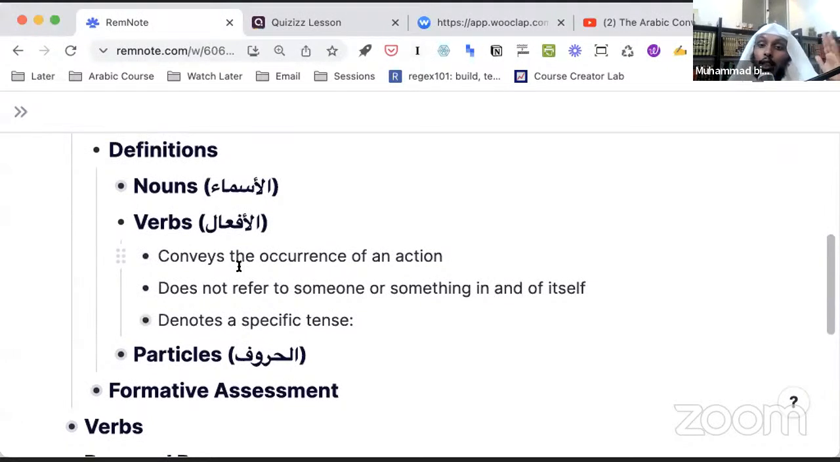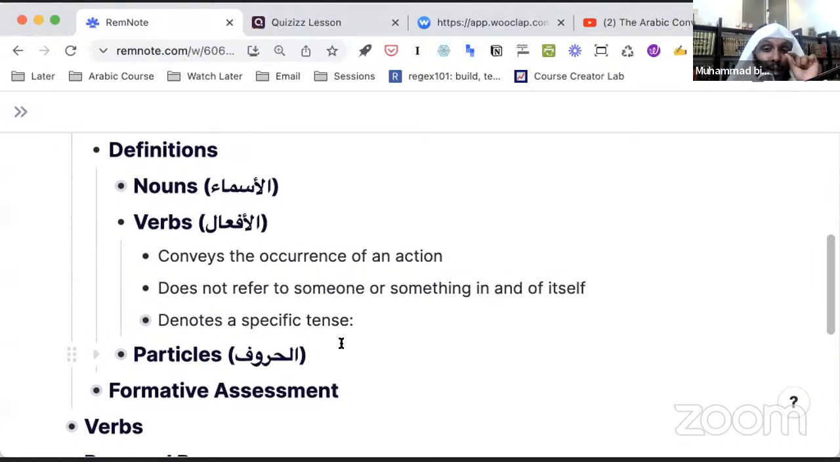A verb conveys the occurrence of an action. Something actually happened, that's what it conveys. And it does not refer to someone or something in and of itself. A verb doesn't tell you who did it by itself. If I say to you, for example, how do I give you a verb that doesn't have a pronoun connected to it? I can't actually, because pronouns are automatically connected to the verb.